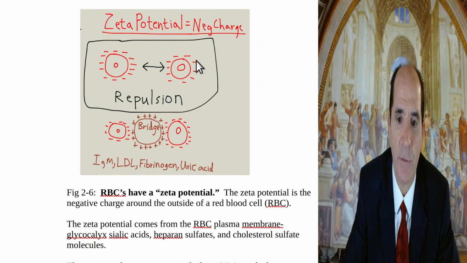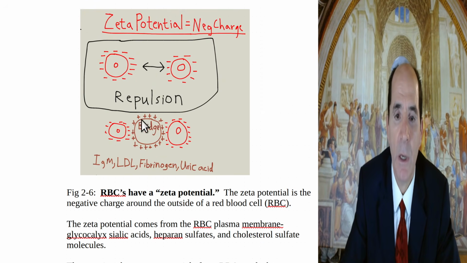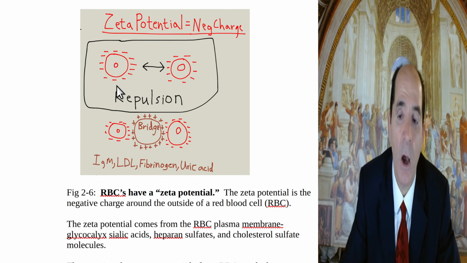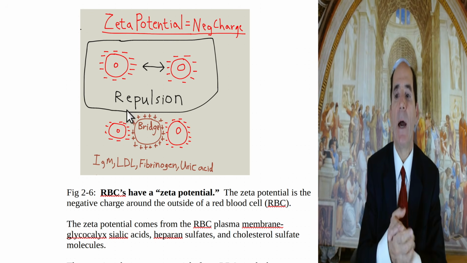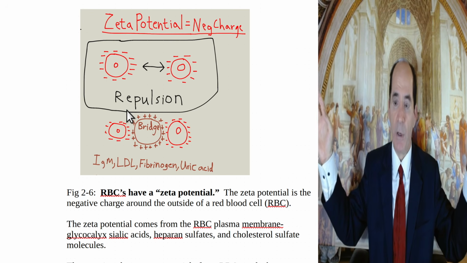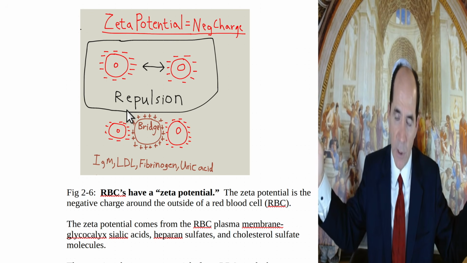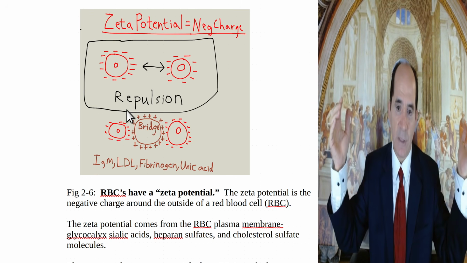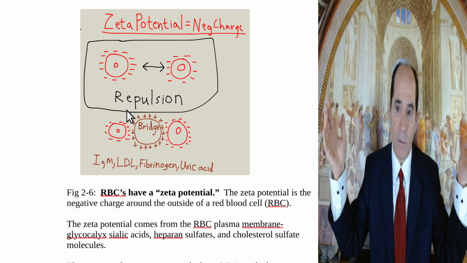Okay, here's a picture of the zeta potential, what that's about. Zeta potential means a negative charge on the outer surface of the red blood cells. All the red blood cells have this, okay? And it's generated by a couple things. You've got sialic acids on the outer surface of the glycosaminoglycans. They have a negative charge. But the big part of the negative charge comes from the repeating disaccharides like heparan sulfate, okay?